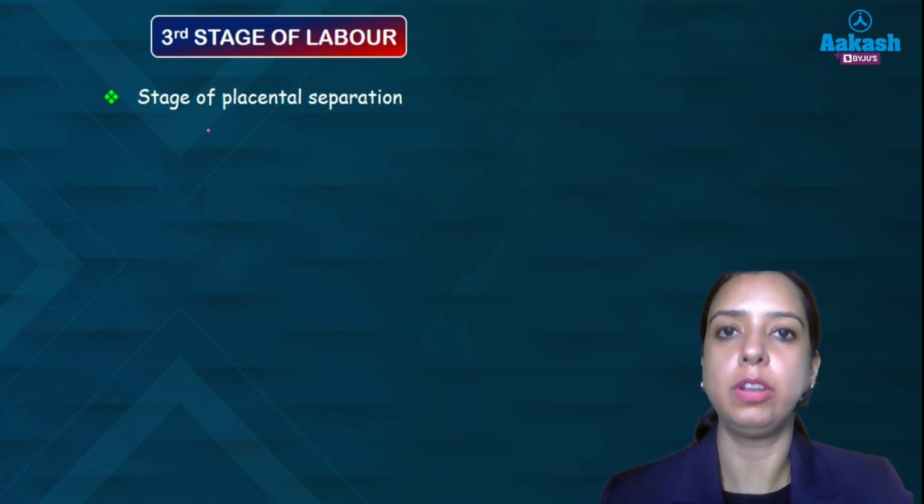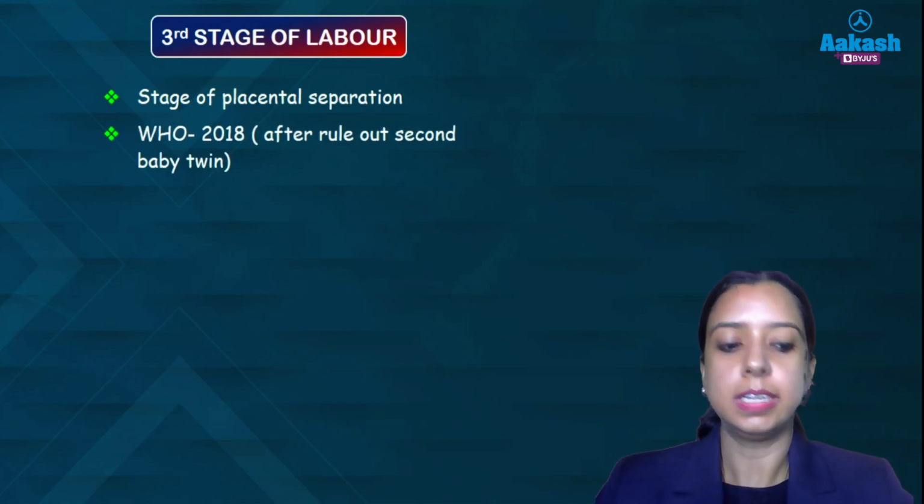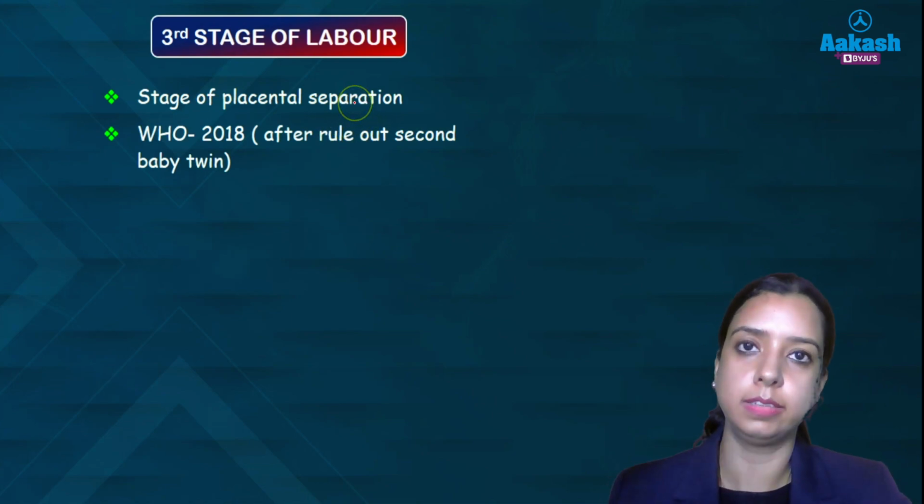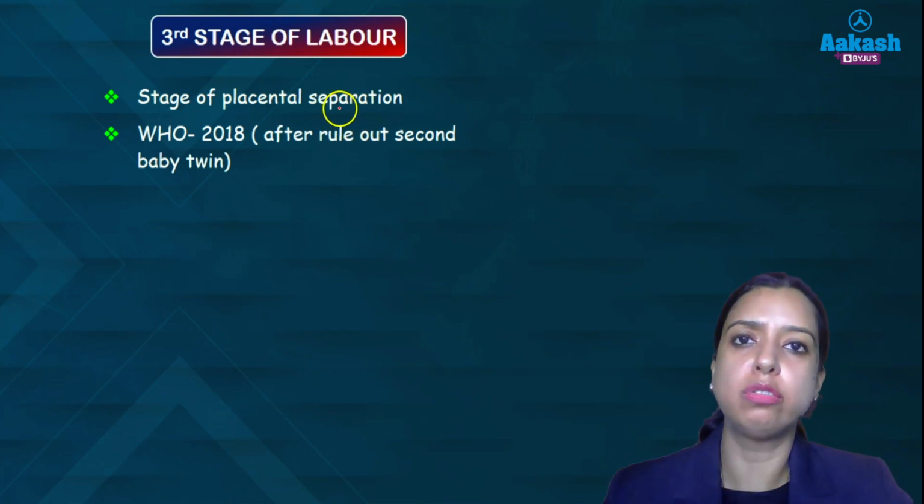So next is the third stage. Third stage is the stage of placental separation. So how will you manage third stage? Third stage can be managed in 2 ways. One is the expectant management where you do nothing. It's a hands-off method. You do nothing. No uterotonics, no placental separation you will try for.